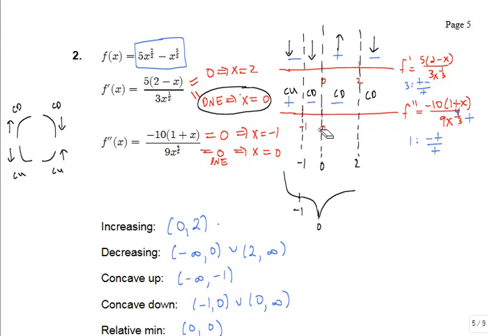So this is looking good so far, and we're doing that until we hit 2. And then after the 2, we want to be concave down, decreasing. Concave down, decreasing is this shape right here.